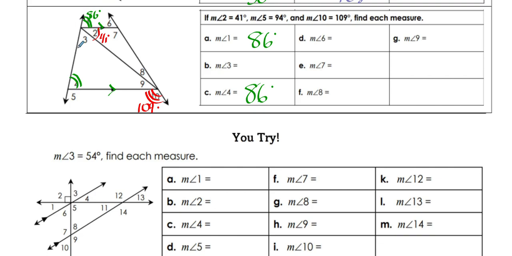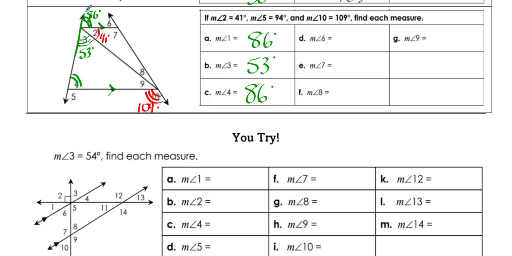Let's find angle 3 here. I see that these are making a straight line together, so they add up to 180 altogether. So that's 127. So that's 53 left over. Angle 3, all of those together have to add up to 180. So angle 3 is 53 degrees.